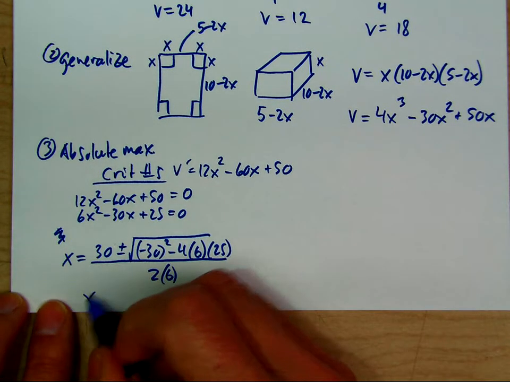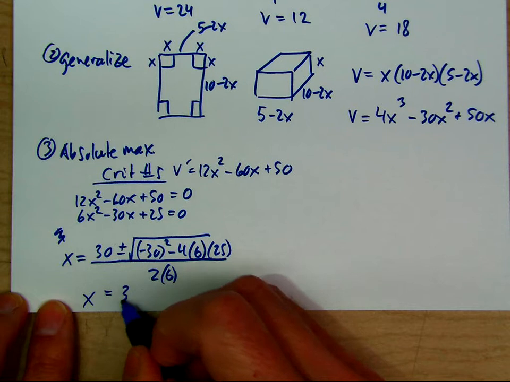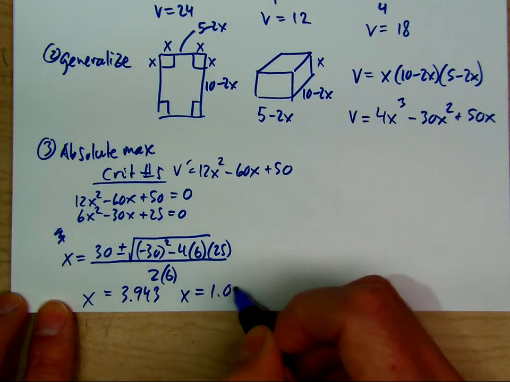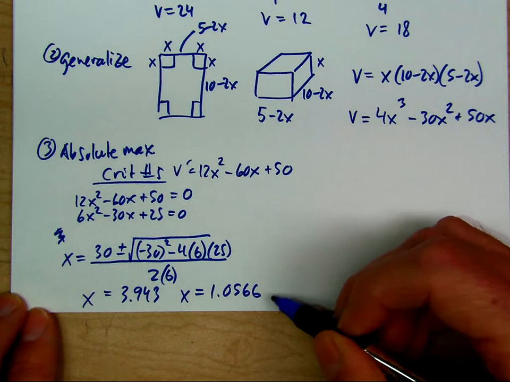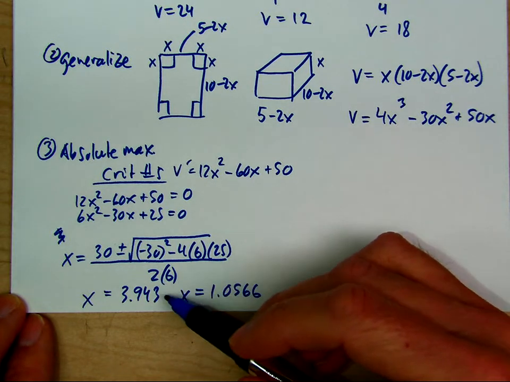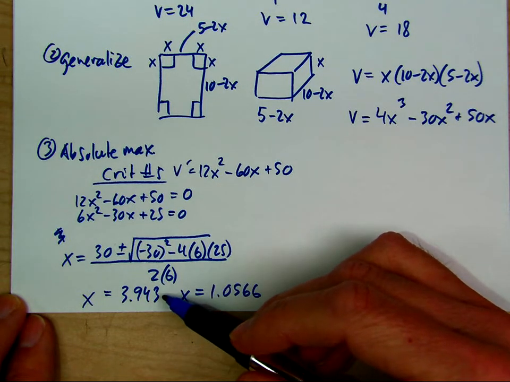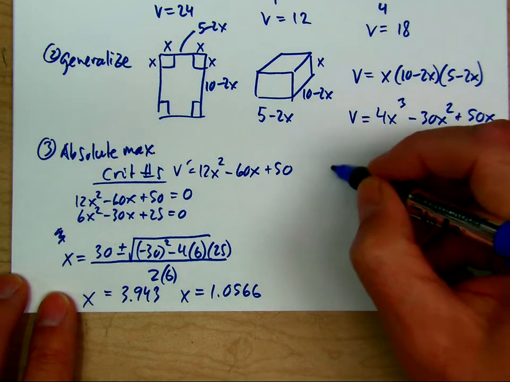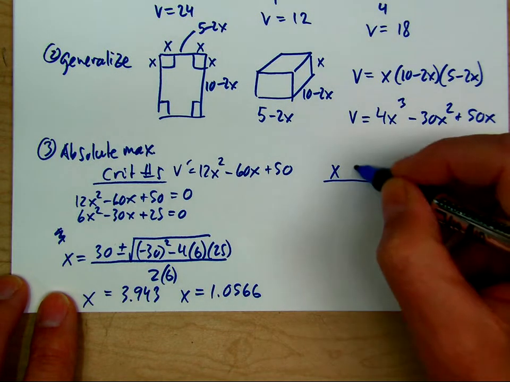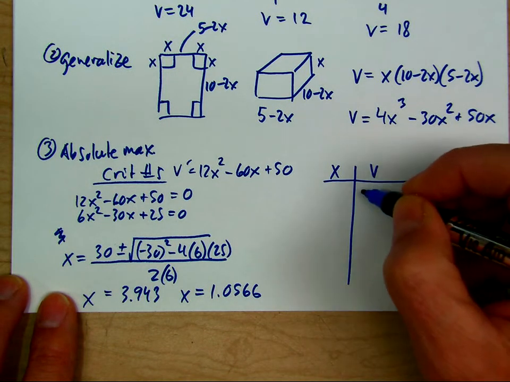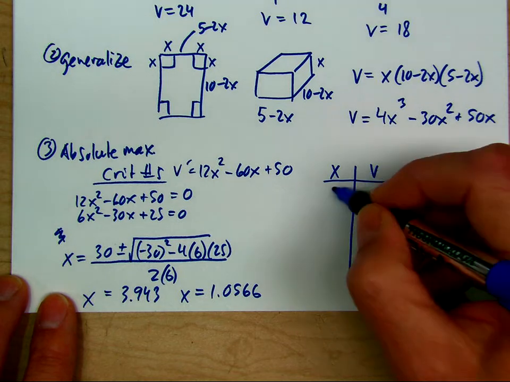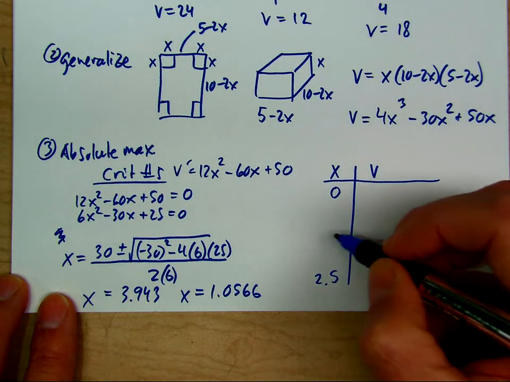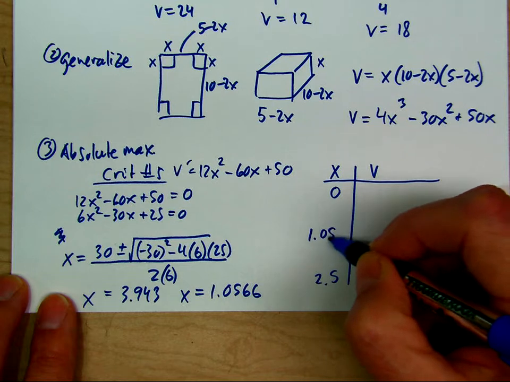So x equals 3.943 and x equals 1.0566. So we know that the biggest x can be is 2.5. This is too big, so that looks like it's going to give the maximum volume, and we'll check. The smallest that x could be is 0. The largest that x could be is 2.5, and we are going to check the critical number.